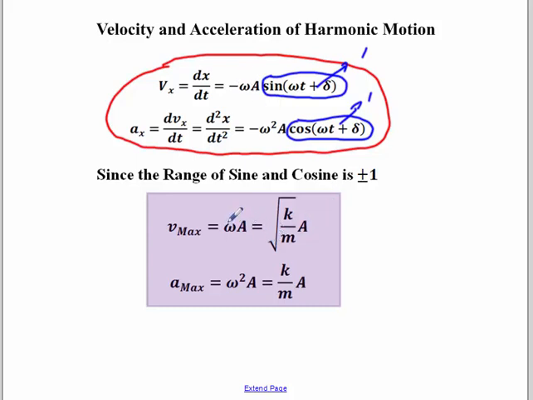If I substitute back in for omega, which we said is the square root of k over m, I can always find V max in two ways: omega times amplitude, or the square root of the spring constant divided by the mass times amplitude. Or my maximum acceleration will be omega squared times amplitude, or k over m times A. That's going to give me my maximum velocity and my maximum acceleration.